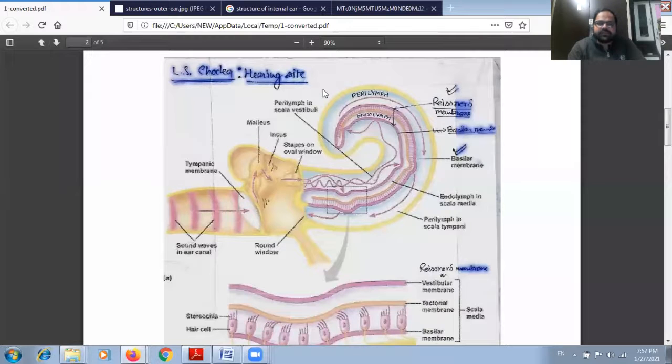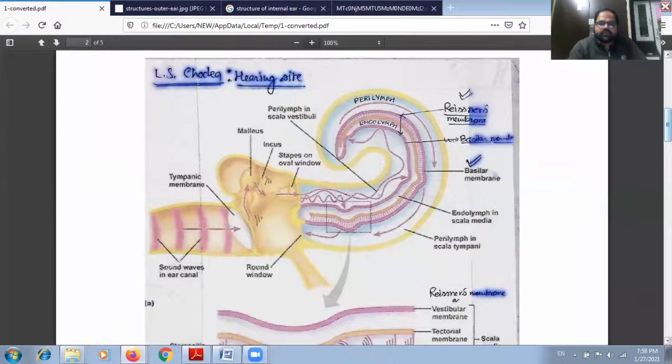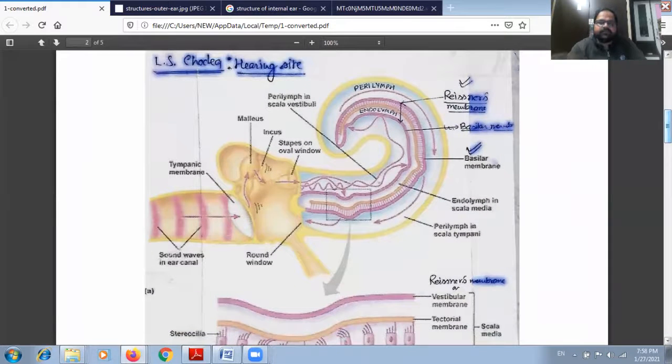So this is the structure of the human ear, and this is the longitudinal section of the human ear. I will zoom it so that you can see all the parts clearly. As I told, there is an auditory canal. After that, there is a membrane, and this membrane is called the tympanic membrane. And these are the three ear ossicles: malleus, incus, and stapes. All these three bones are attached with each other in a chain-like fashion.